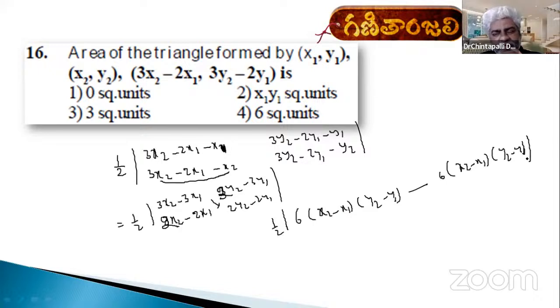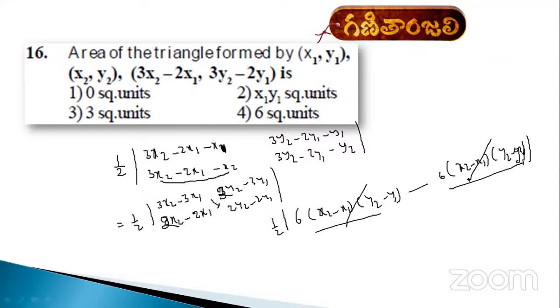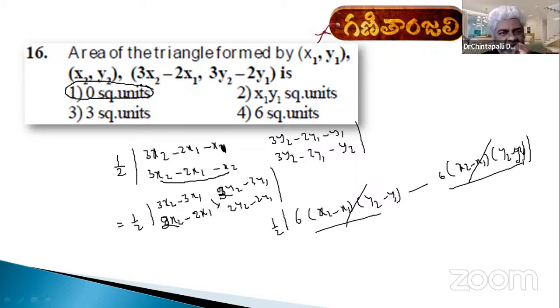Can you tell its answer? Both are the same, you know? Yes, sir, so they cancel out. The answer is zero square units. Yeah, right. Very good, Rani. Your answer is right. Answer is 0 square units.